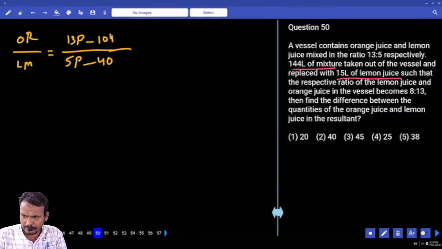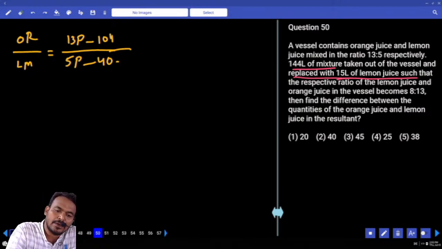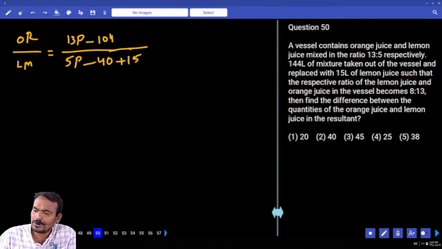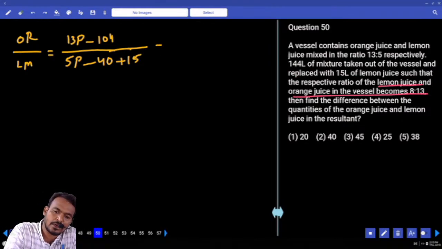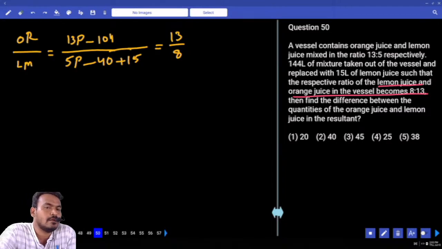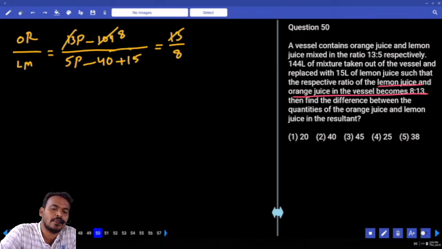Again 15 liters of lemon juice is added. Replaced means adding, so lemon is plus 15. After adding the lemon, the ratio between lemon juice and orange juice is 8:13. We write it as 13 by 8 since lemon to orange is given, but we take orange by lemon, and the numerator 13 is common on both sides. 13 ones are 13, so 8 times 13 gets cancelled.